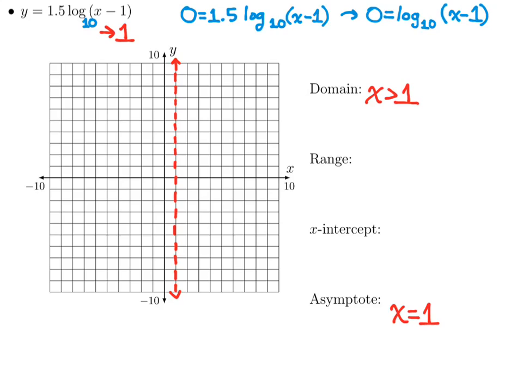Now, the x is inside the logarithm. There's nothing else to do. Change it to exponential version. 10 to the 0 equals x minus 1. So 1 equals x minus 1. So x equals 2. Great. Our x-intercept is at (2, 0).